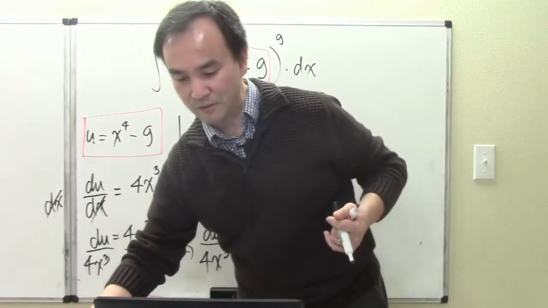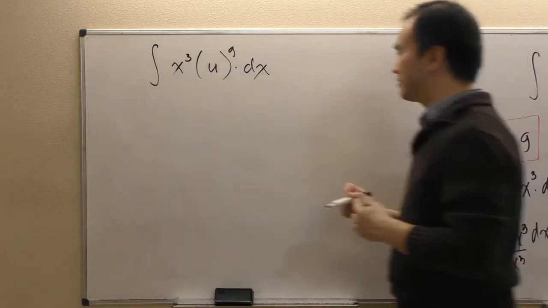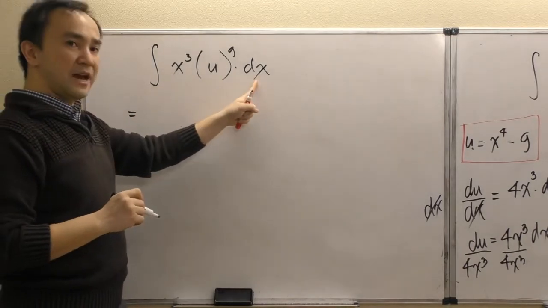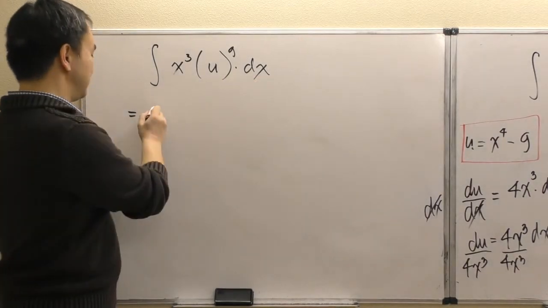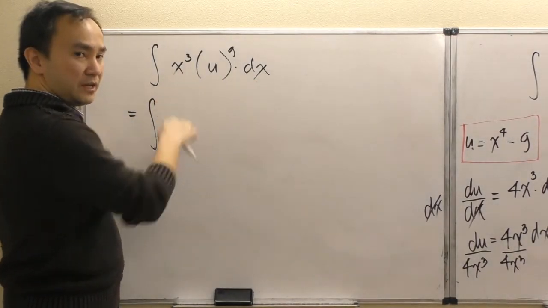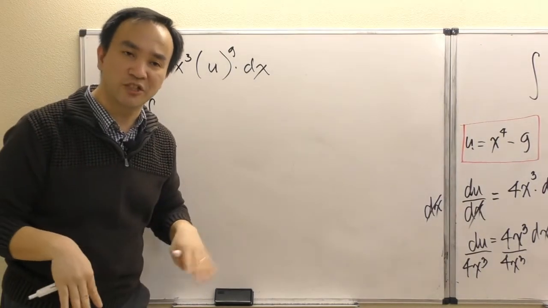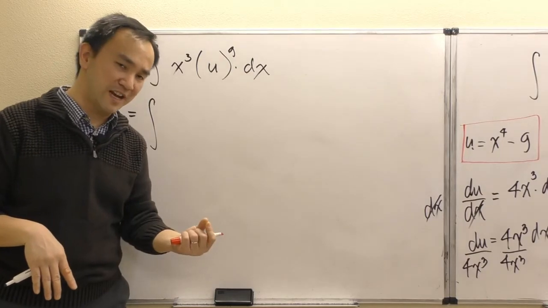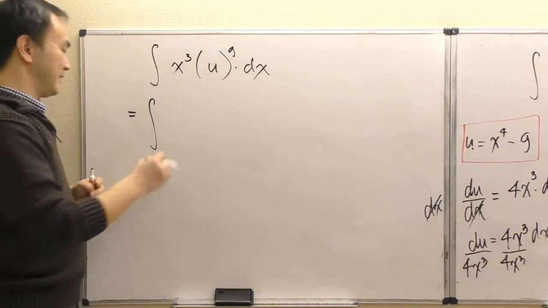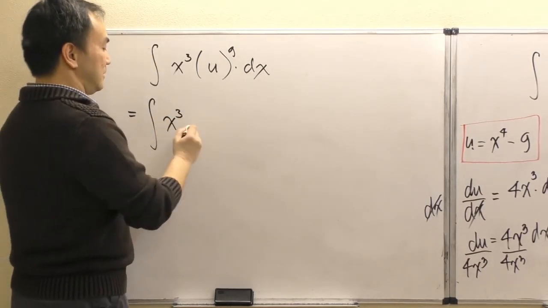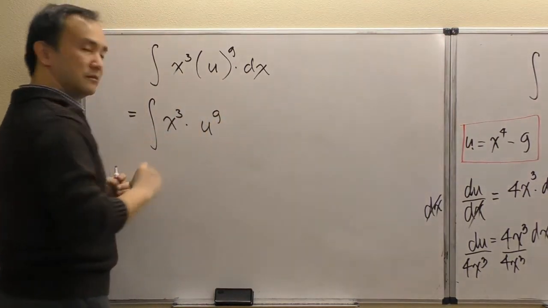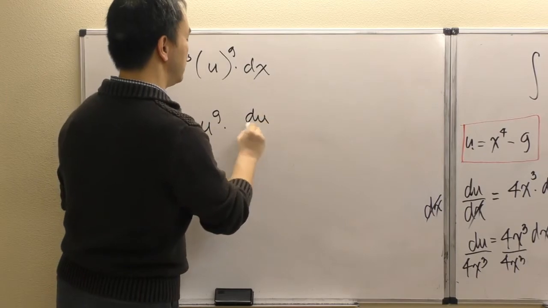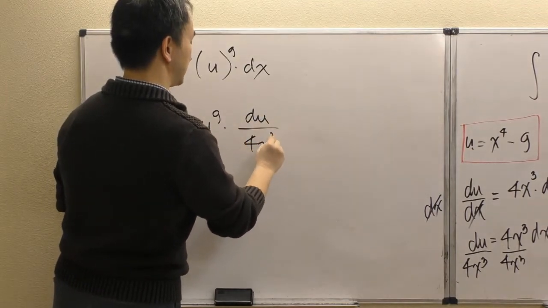So now I'm going to navigate over to my other board and take care of the problem as follows. That dx now gets that substitution. And still, this x cubed right here, I did not have any direct substitution for that yet, or at least I haven't found any substitution for that yet. Let's leave it there. X cubed times u to the 9th. But dx, now we can legally say it's du over 4x cubed.